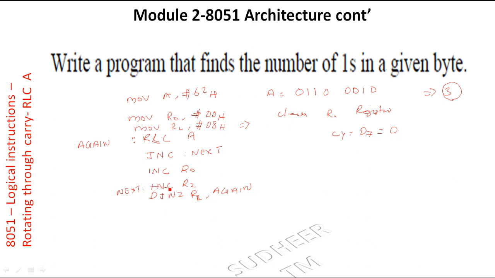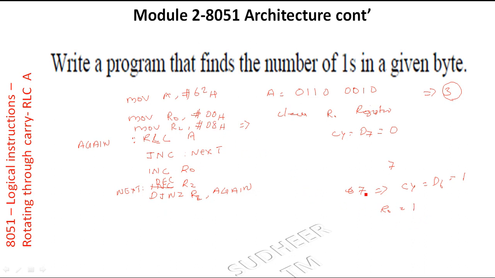Sorry, it is not INC, it is decrement, DJNZ R2. So decrement R2. R2 is now 7, a non-zero value. It will rotate once more with RLC, now the second time. That time our carry flag is D6. D6 is 1, so jump on no carry will fail. It will increase R0, so now R0 is equal to 1.